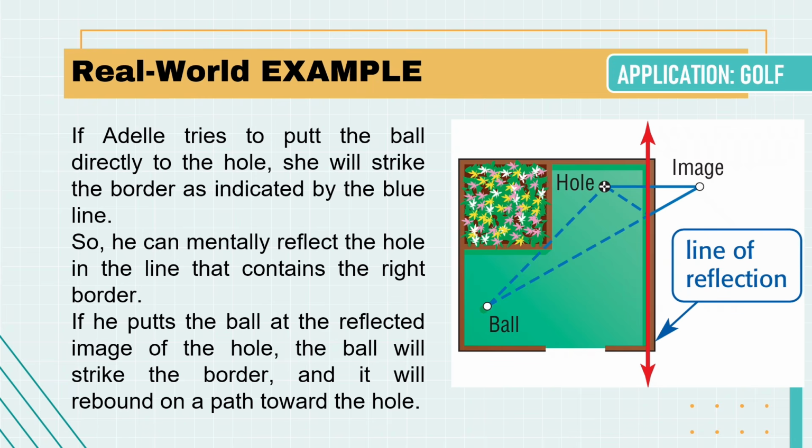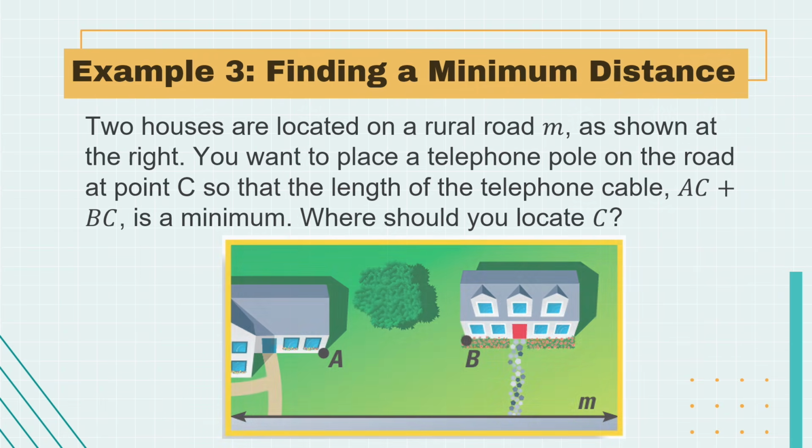Now let us look at another application of reflection. Two houses are located near a rural road. We want to place a telephone pole on the road at point C. The goal is to choose the location of C so that the total length of the telephone cable is minimum. In other words, we want to find the shortest possible total cable length from one house to the pole and from the pole to the other house.